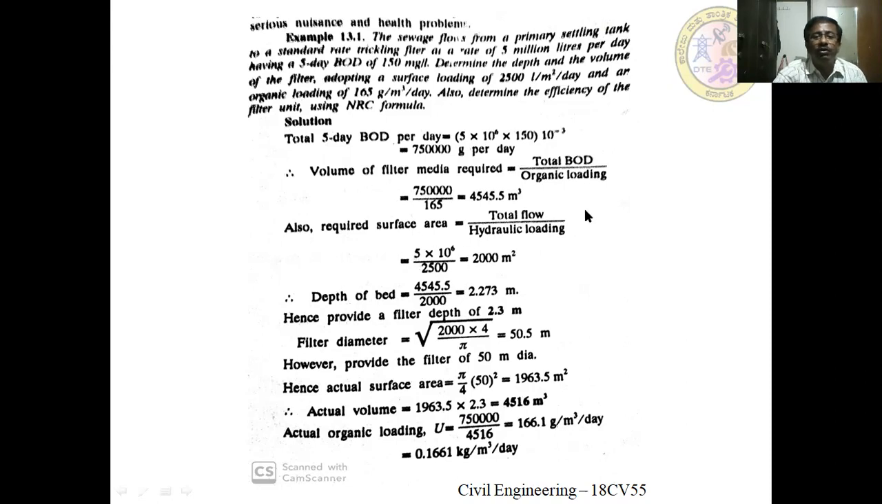Required surface area is total flow by hydraulic loading. So we get 2000 meter square. Depth of the bed is the volume of the filter media divided by the surface area. We get 2.273, which is the depth of the filter media required. Hence provide a depth of 2.3.